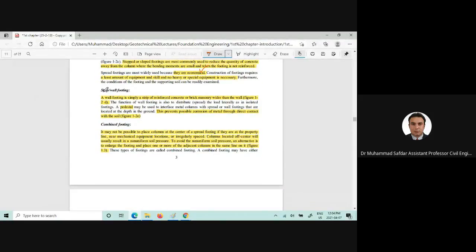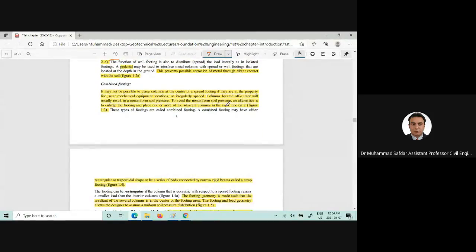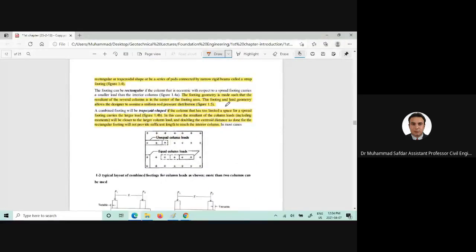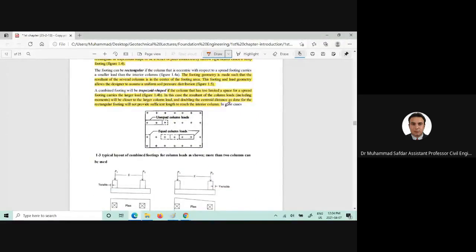Now, if we want to construct a wall footing, it's simply that the base is thickened a little bit more than the wall, and it will act as the wall footing. You can make it from either reinforced concrete or brick masonry. Now, in combined footings, there are two types: it can be rectangular in shape or it can be trapezoid shape as well.